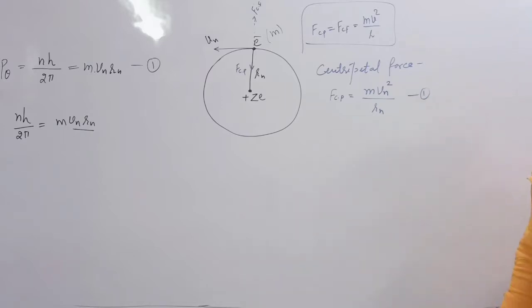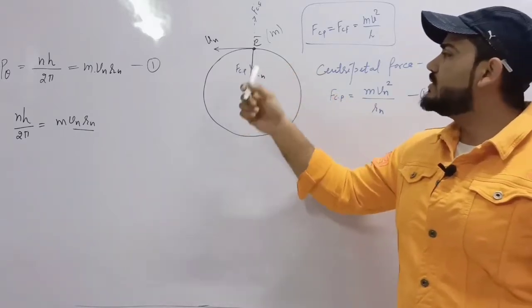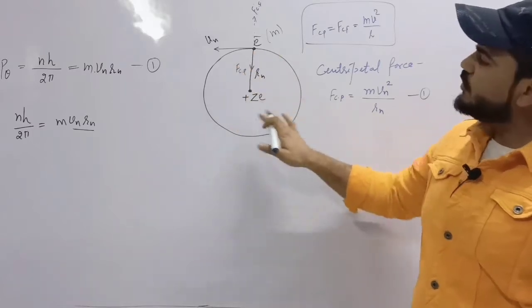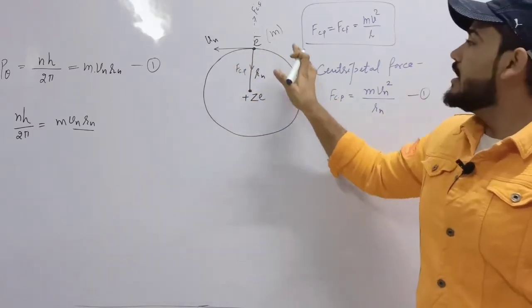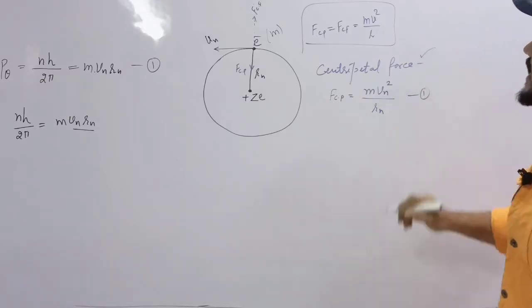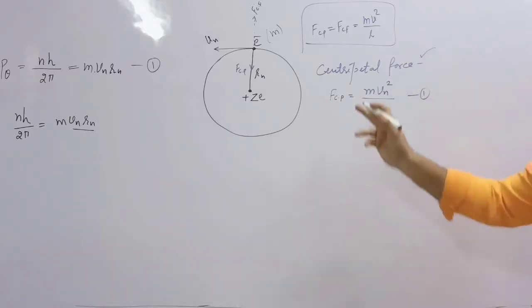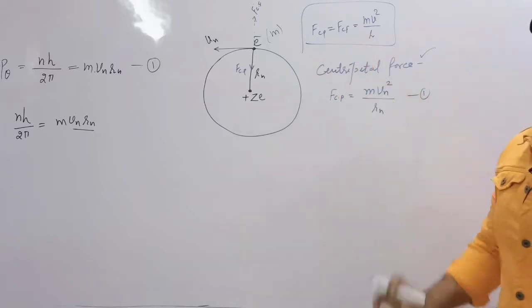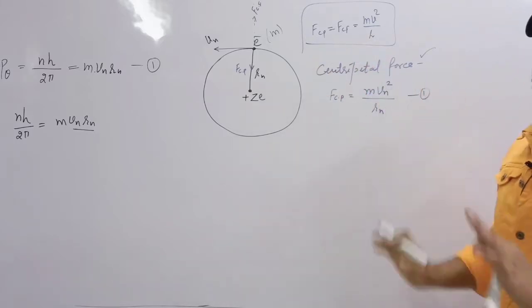Okay. Now this is the basic idea. We have assumed that if there is no nucleus, if the body is revolving around the nucleus, the body is revolving in the circular track, then this force must play its role to make it circulate in the particular orbit, or we can say circular track.